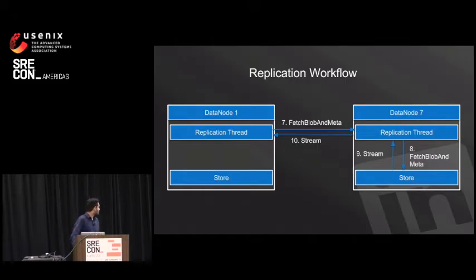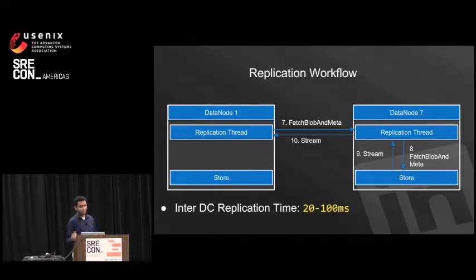So the replication time between data centers goes from 20 to 100 milliseconds. Again, guys, this is not very accurate because it can change depending on how far the data centers are and the blob size as well. Just keep in mind that it's two round trips.